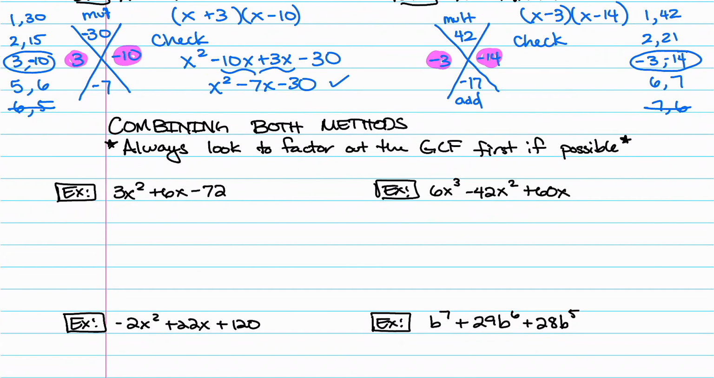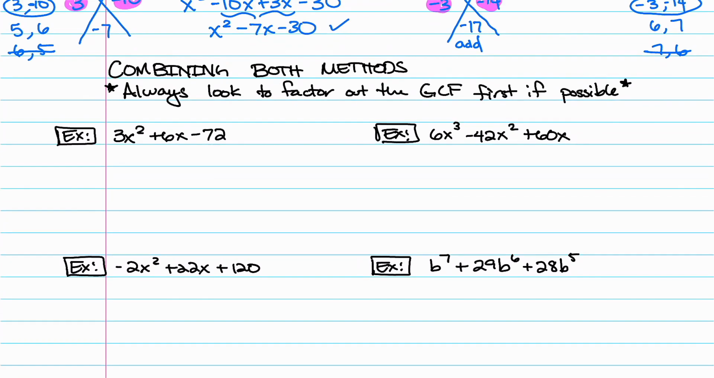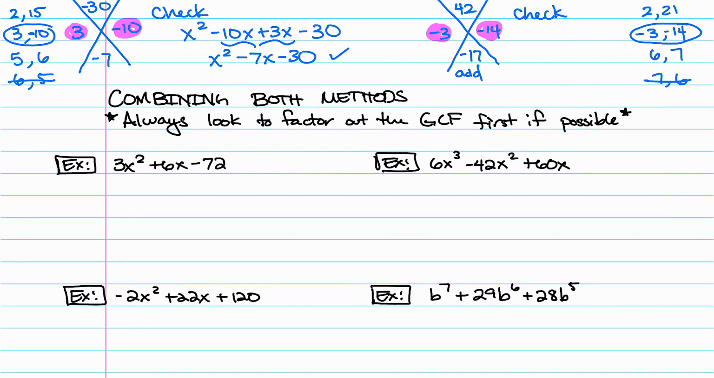Okay. In the interest of time, I'm going to go ahead and just move on. Combining both methods. Remember what we said yesterday is that you always have to look out for the GCF first if possible. So when you're factoring these guys, factor out the GCF first, then you can go ahead and start doing your X method. So from yesterday, what did we learn?